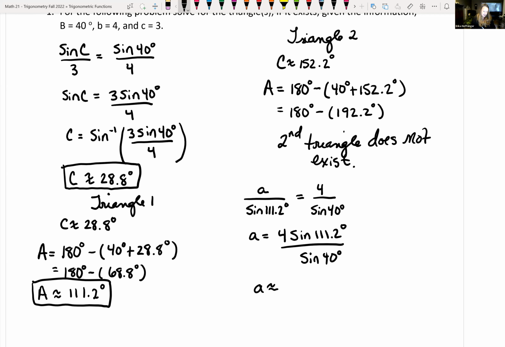So plugging that in, again, make sure your calculator is in degree mode. So 4 times sine 111.2, all divided by sine of 40. So we get here that this is approximately 5.8.